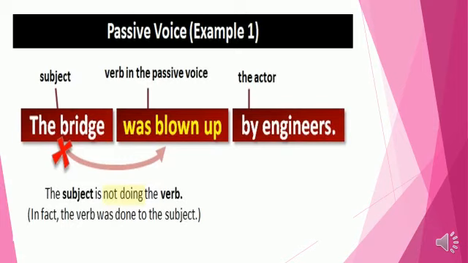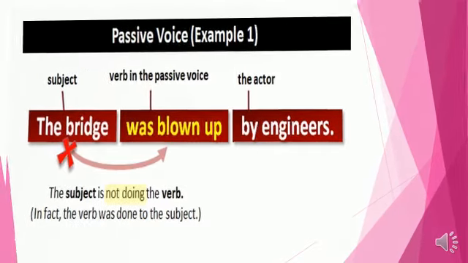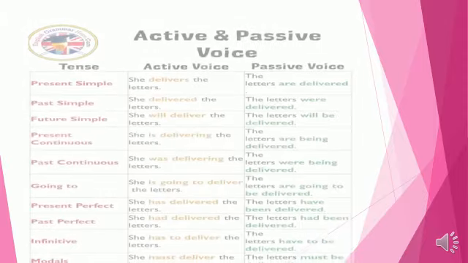Of course, this sentence is in the passive voice because it started with the object, the bridge, and we have the verb to be and the past participle and by at the end of the sentence. So, if we want to know how to form a sentence in the passive voice, we have to start with the object and the verb to be in the tense of the sentence and the past participle and then by at the end of the sentence.